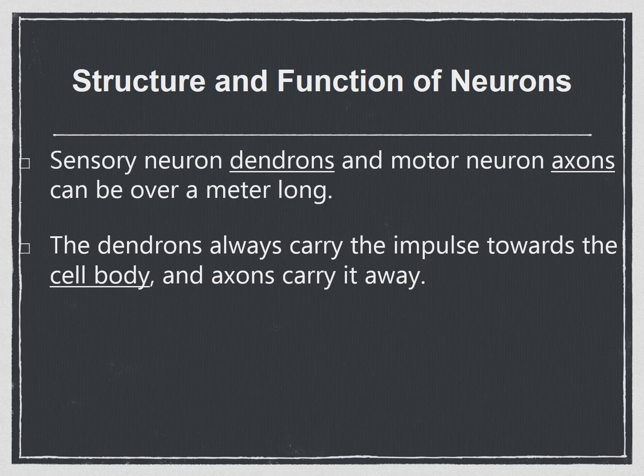Dendrons always carry impulses towards the cell body, and axons carry it away. To help you remember, think axon away, AA. Just like arteries carry blood away from the heart, axons carry impulses away from the cell body.